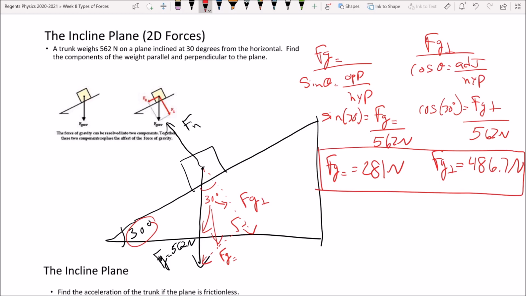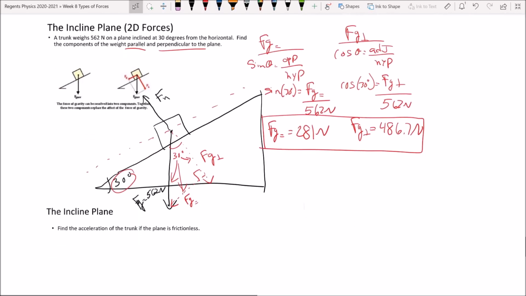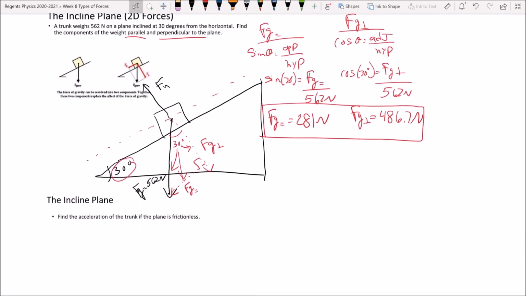So there are my components of the force of gravity, right? We know the force of gravity points straight down, but it's more beneficial to think of parallel and perpendicular instead of vertical and horizontal. Because when I let this trunk go, which way is it going to accelerate? It's not going to accelerate vertically or horizontally. It's going to accelerate parallel to the plane. In fact, let's see if we can find the acceleration of this trunk if the plane is frictionless.